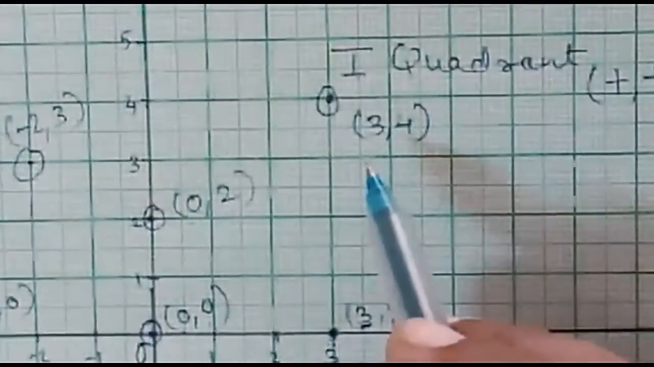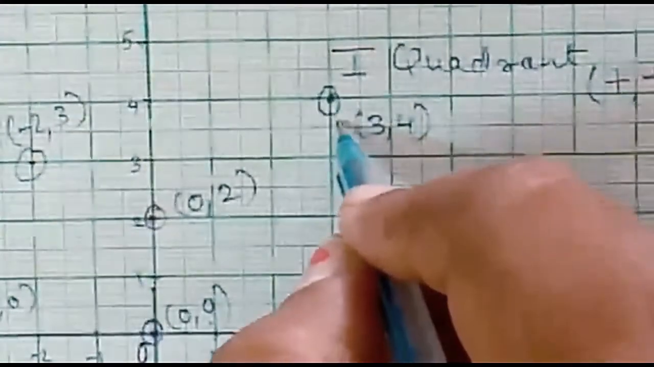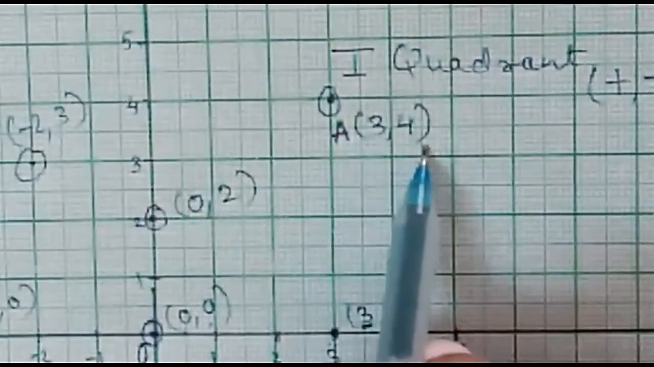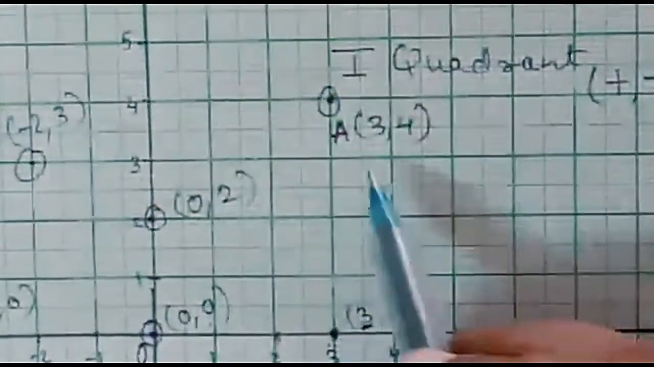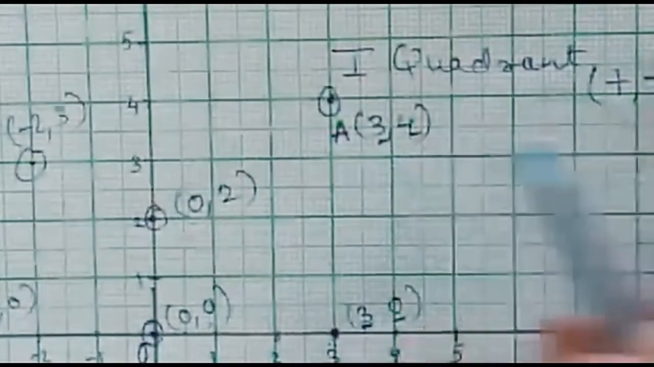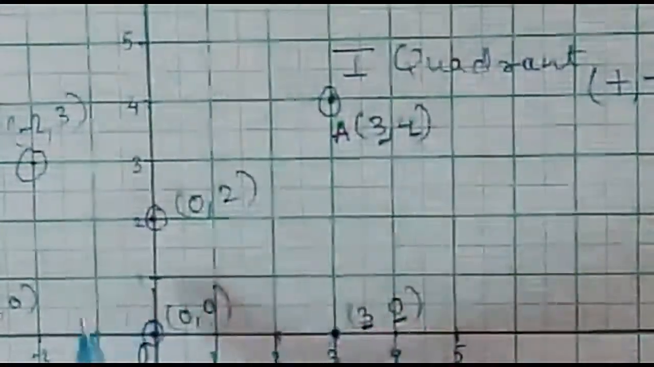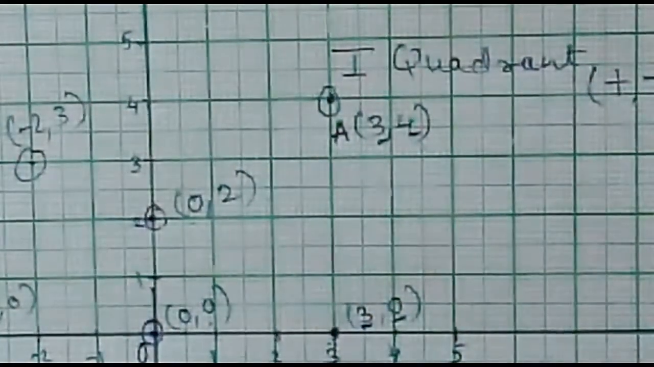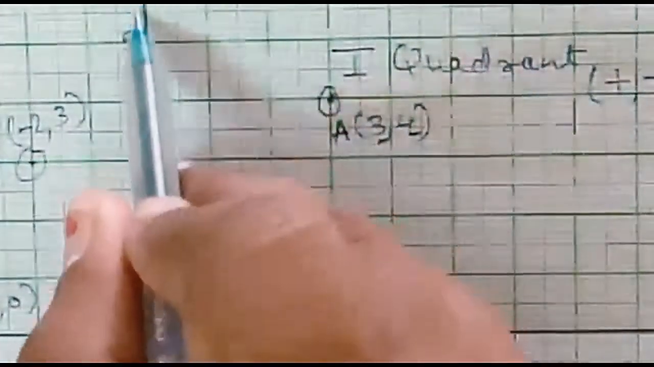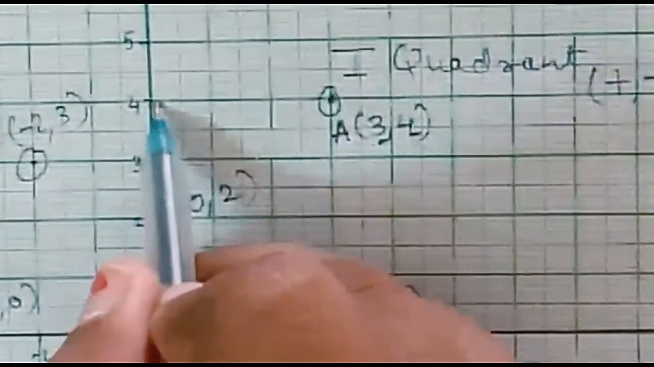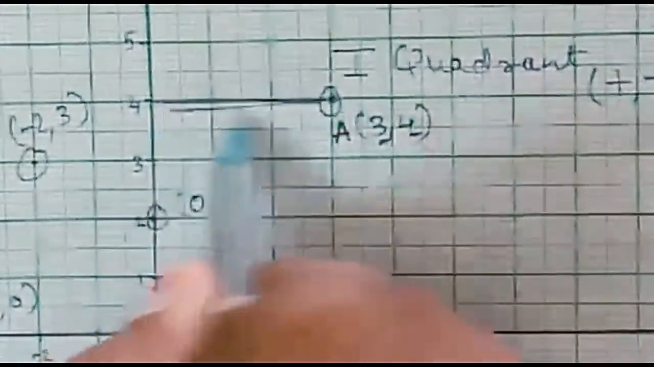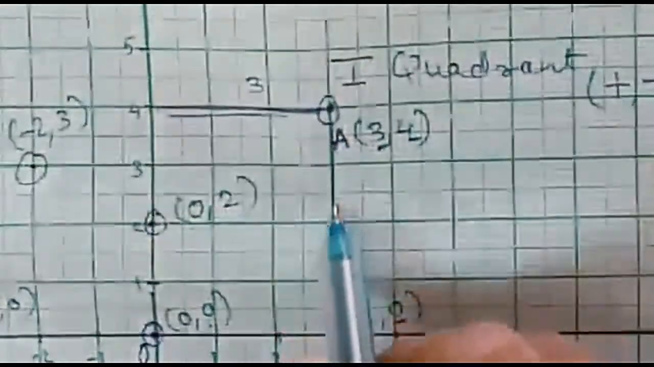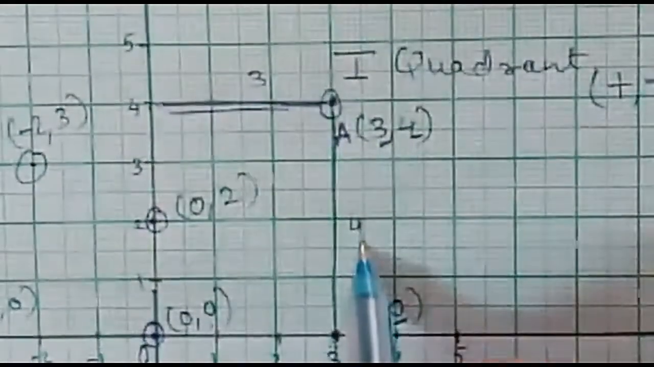Now let us learn few more things. Suppose this is named to be as point A. The coordinates of point A is (3, 4). That means the x coordinate is 3 and y coordinate is 4. So can you tell me what is the distance of this point from y-axis and x-axis? Yes, if I talk about the vertical axis, that is y-axis, so the distance is 3 units. And if I talk about the horizontal axis, that is x-axis, the distance is 4 units.